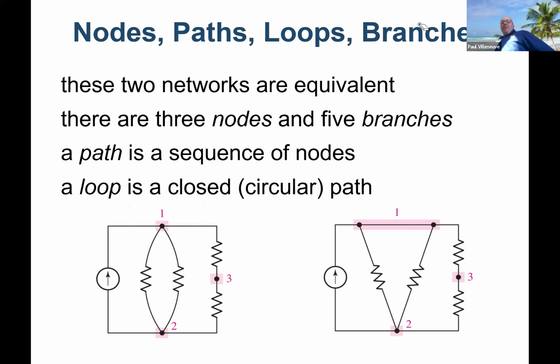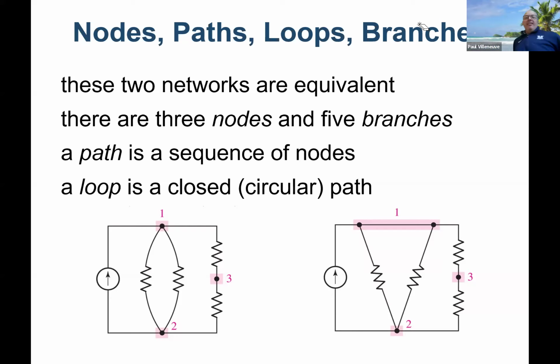Nodes, paths, loops, and branches. A node, by definition, is any two or more devices connecting to a common point. A common point means there's no potential difference between those points. So you can have 2 or you can have 2 million. It really just depends on what you have. So that is a node.